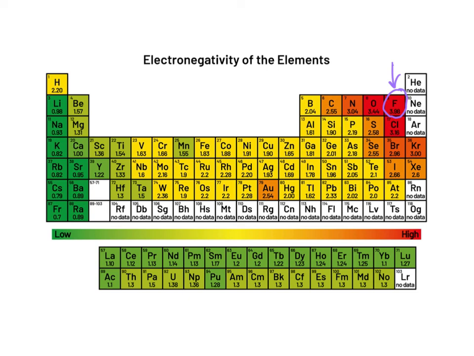So if you were to ask yourself, for example, is potassium more electronegative than phosphorus? You say, well, no, phosphorus is closer to fluorine and therefore it's more electronegative. You can also read those values off the chart. Phosphorus has an electronegativity value of 2.19, whereas potassium's is lower at 0.82.